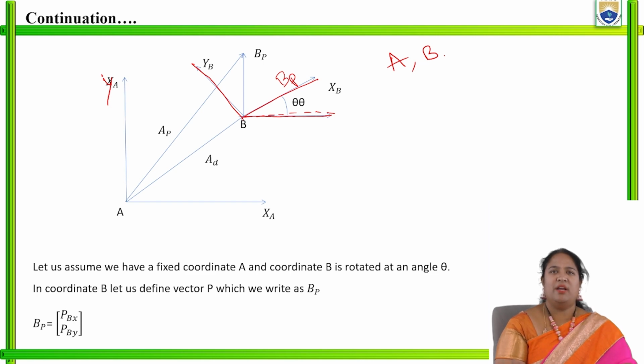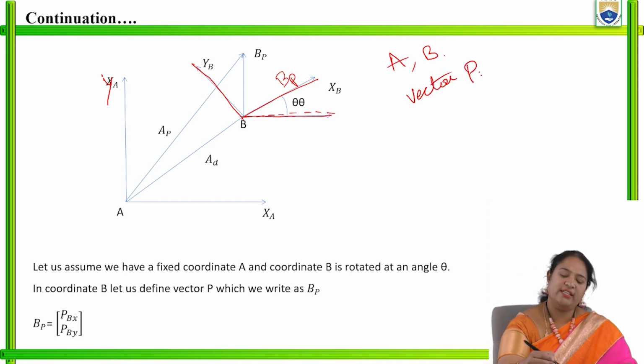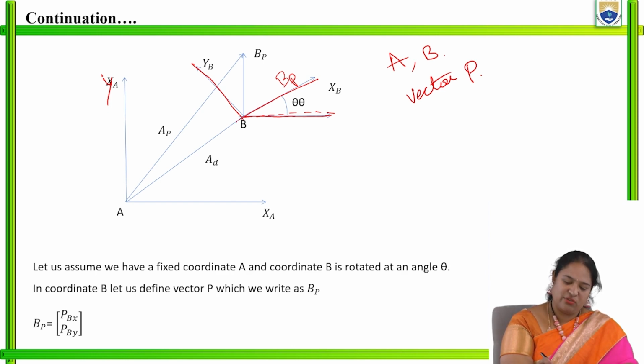When we take a unit vector P along the coordinate B axis, this will be BP. When we transform it to the axis A, it is taken as a displacement. That particular line, when transformed along A, will be written as AD, that is the displacement vector.